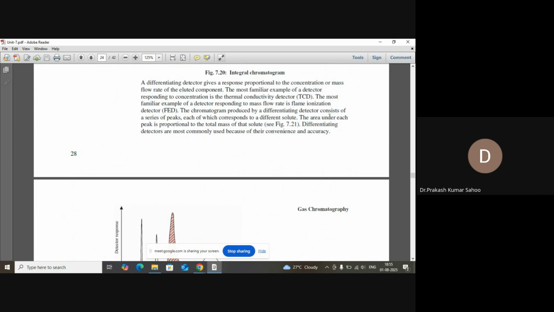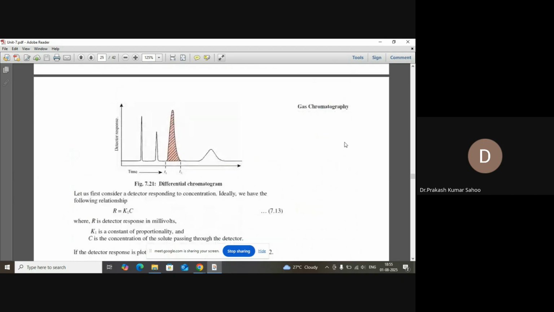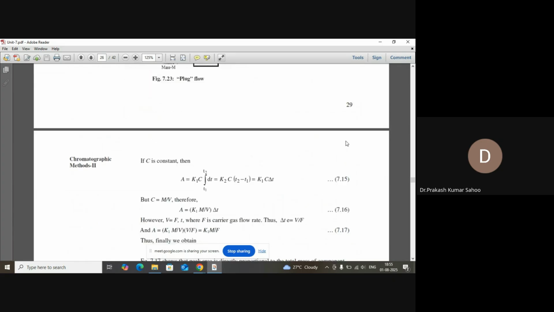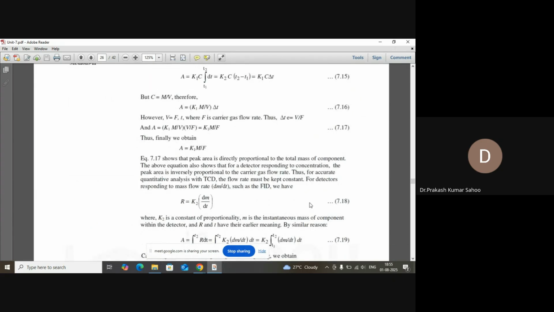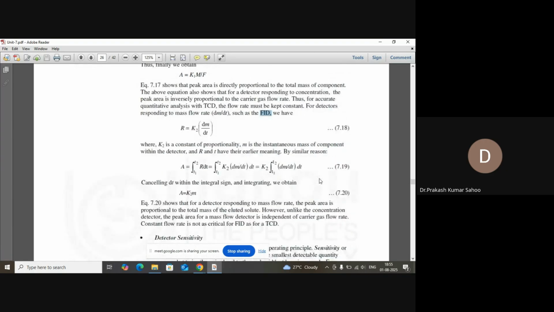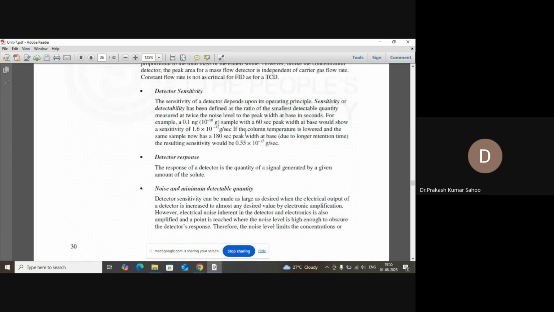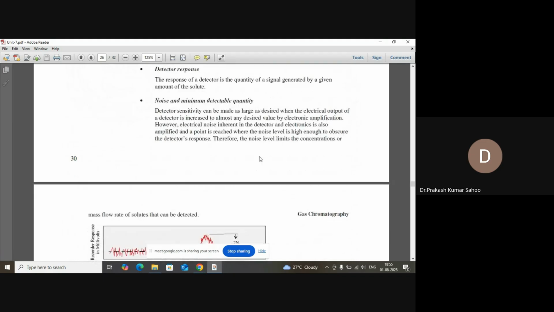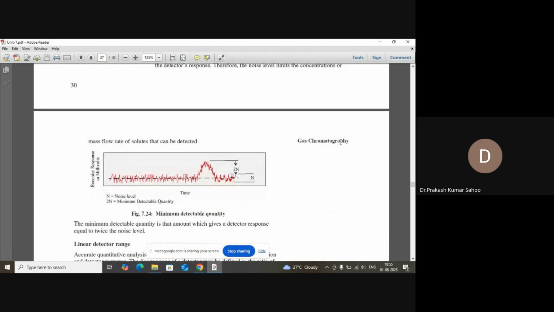Yes, we have the detectors: the thermal conductivity detector TCD and the flame ionization detector FID. So this should be FID, the flame ionization detector, or the thermal conductivity detector. For different detectors we have FID, the flame ionization detector, and TCD also. So detector sensitivity, detector response, noise and minimum detectable limit.